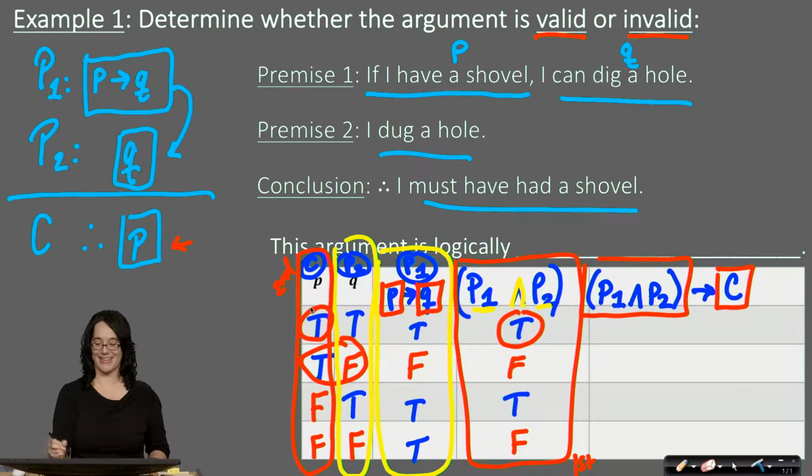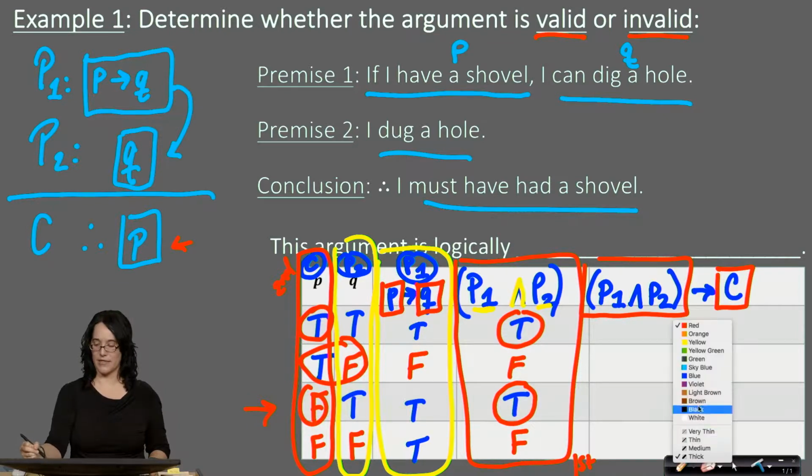Well, that's okay. Here, going to the third row, the first is true and the second is false. That's a problem, right? That's going to be our falsehood here. The rest of them are true by definition. So true, true, false, true is our final column.